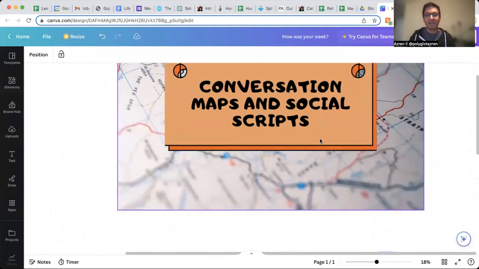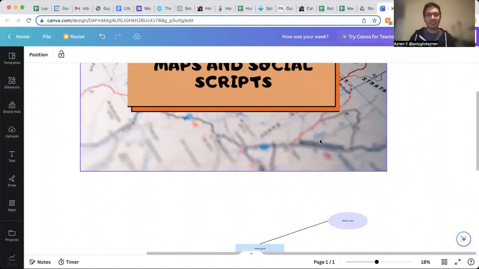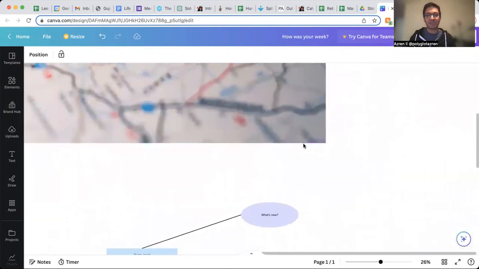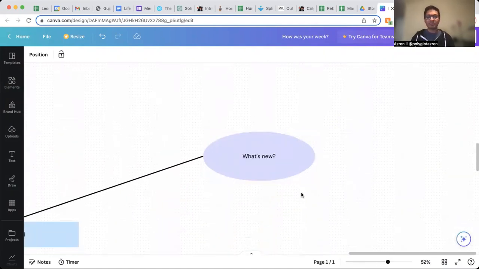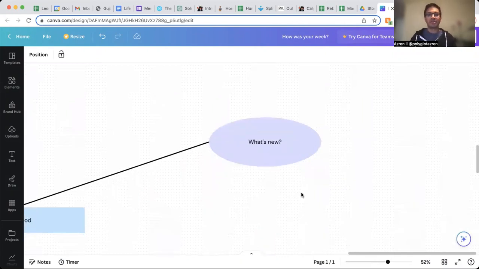Okay, let's look at a conversation map. You've been building up to this for a long time. What we're looking at here is a conversation map for the question, what's new? So if you see someone you haven't seen in a while, and you say, hey, what's new? How are things going? That's the conversation map we're going to build.